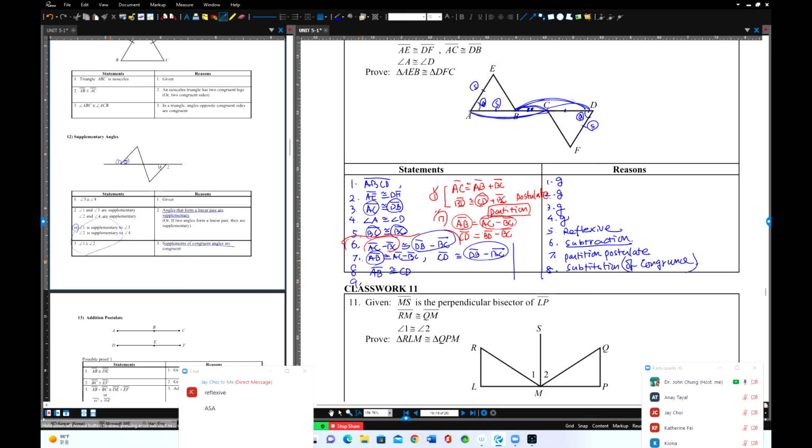Finally, you got everything. Okay, side, angle, side. So now you can make congruent triangle AEB congruent triangle DFC. The reason is what? Side, angle, side. Okay? You can go this way, using partition postulate here. So when you have a partition postulate, you can go 2 ways, using addition, using subtraction. Both are called a partition postulate. Okay?